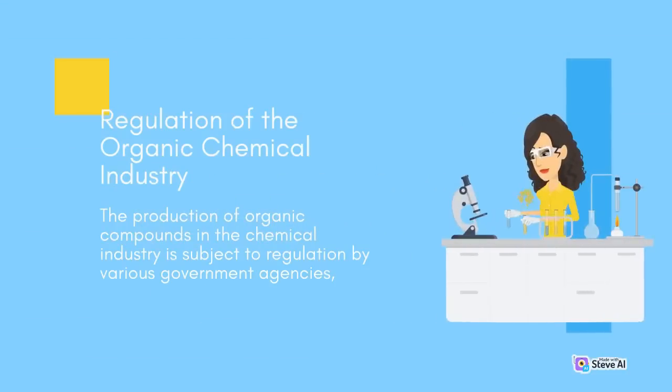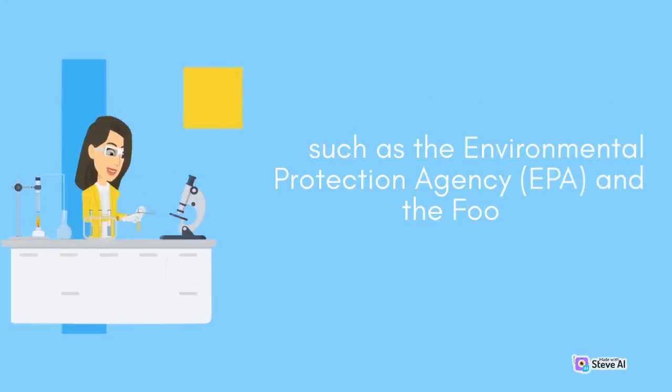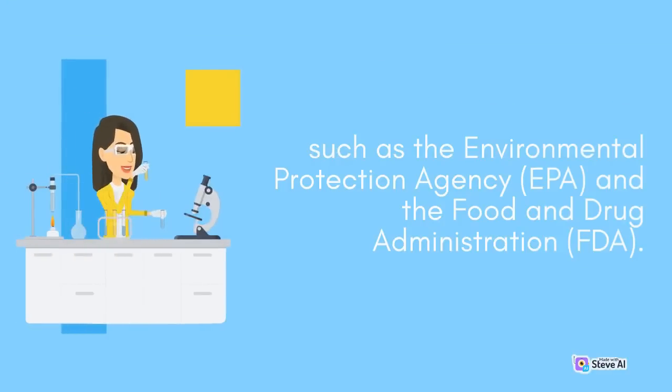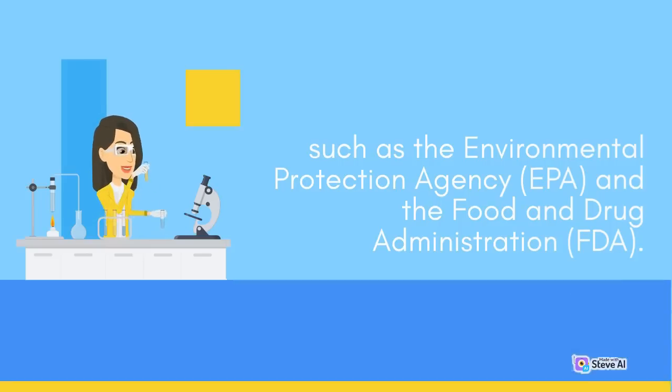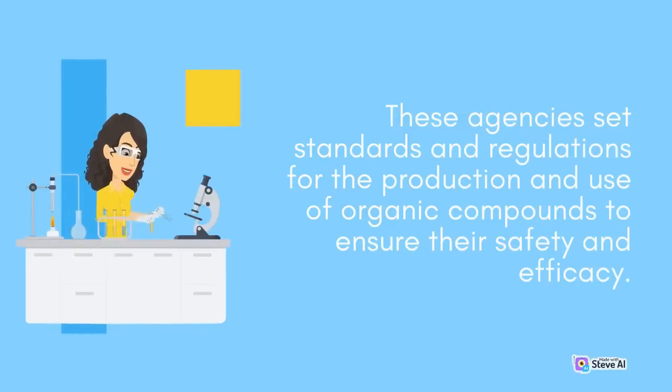Regulation of the organic chemical industry. The production of organic compounds in the chemical industry is subject to regulation by various government agencies, such as the Environmental Protection Agency, EPA, and the Food and Drug Administration, FDA. These agencies set standards and regulations for the production and use of organic compounds to ensure their safety and efficacy.